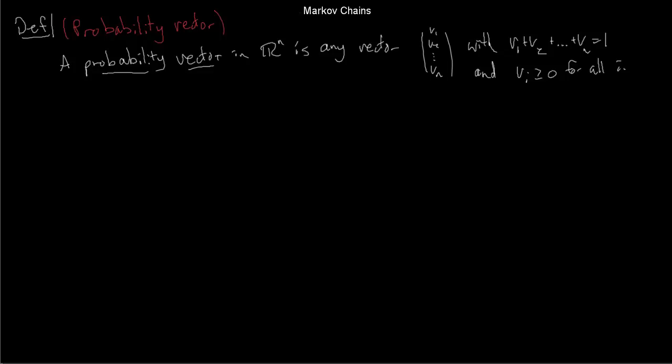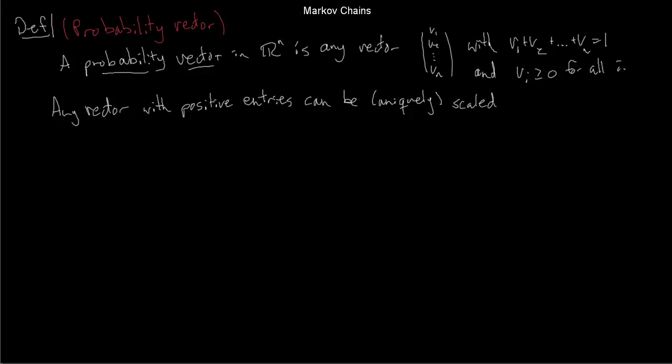So before, when we had 0.25, 0.75, there's a 25% chance of losing and a 75% chance of winning. That vector was a probability vector. Now, if you have any vector that has all positive entries, you can scale it to become a probability vector in a unique way. There's only one way to do this. And so I'd like to show you how.